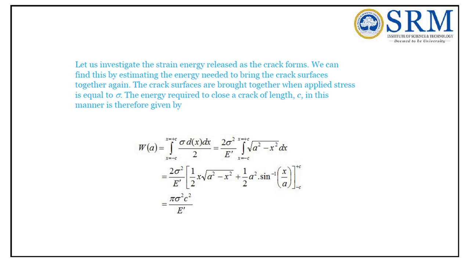Investigating the strain energy released as the crack forms, we can find this by estimating the work needed to bring the crack surfaces together again. The crack surfaces are brought together when applied stress is equal to sigma. So the energy required to close the crack of length c is given by Wa equal to the integration from x equal to minus c to plus c of sigma d of x by 2 into dx, that is equal to 2 sigma square divided by E dash times the integration from minus c to plus c of root of a square minus x square dx. If we reduce this equation, we get pi sigma square c square divided by E dash. This is the Griffith equation.